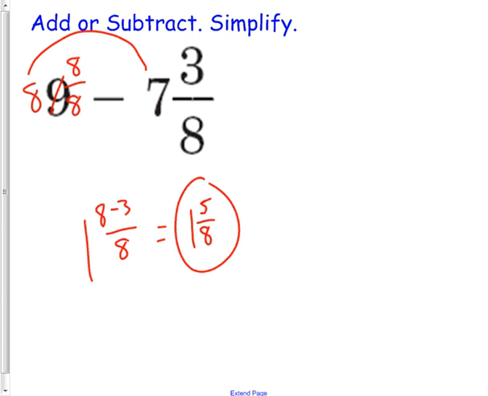And if I were to estimate that, 9 minus 7 and 3/8, well, 7 3/8 is close to 7. So 9 minus 7 gives me 2. And 1 and 5/8, that's greater than a half. I'd round that up to 2. So I'm pretty close to that answer. That makes sense.